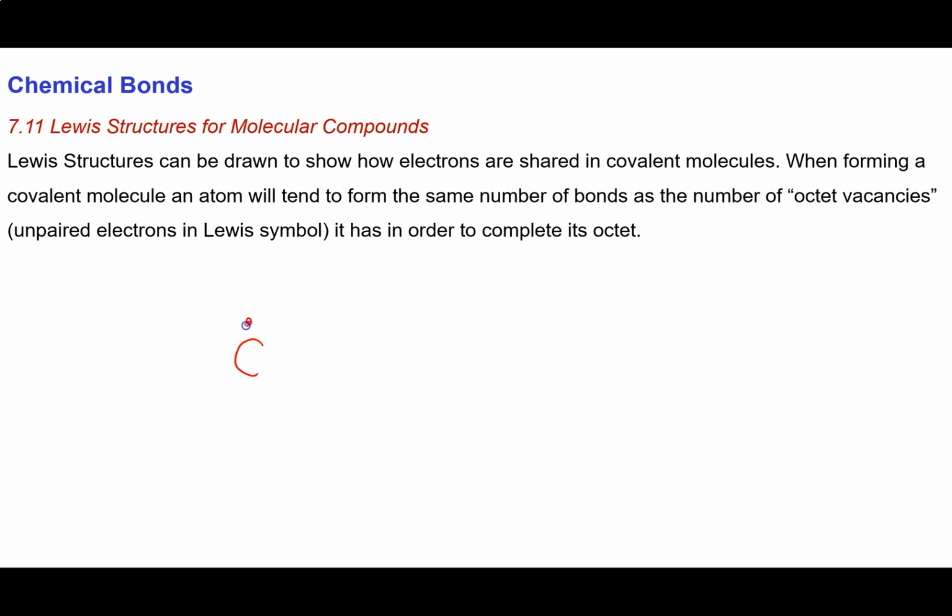Remember that the number of dots that a non-metal atom has around it is just equal to its group number. So there's carbon in group 4A. It's going to have 4 octet vacancies, 4 valence electrons. If I go to nitrogen, or let's actually go out to fluorine, which is in group 7A. Fluorine is going to have 1, 2, 3, 4, 5, 6, 7 valence electrons. So it only has the 1 octet vacancy.